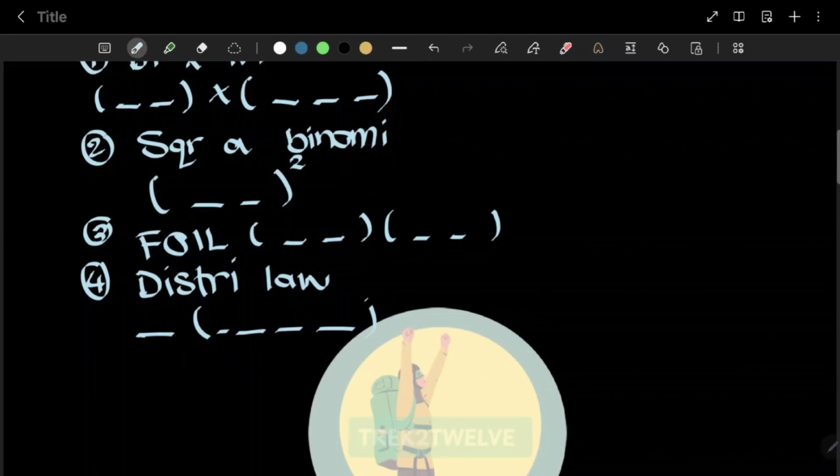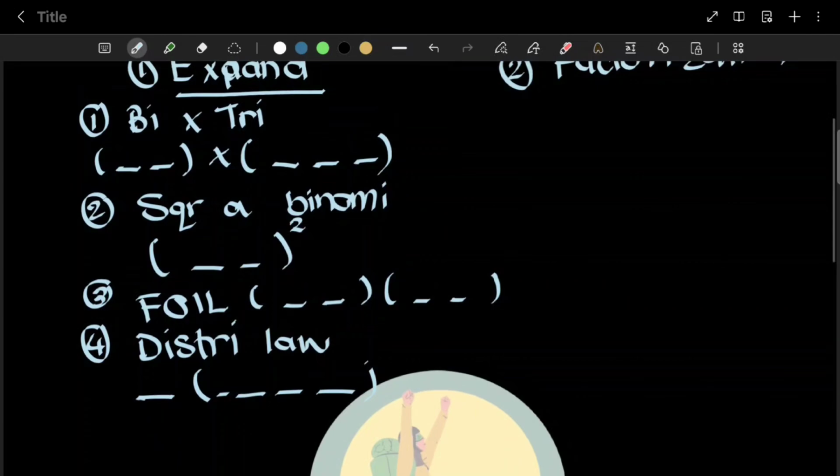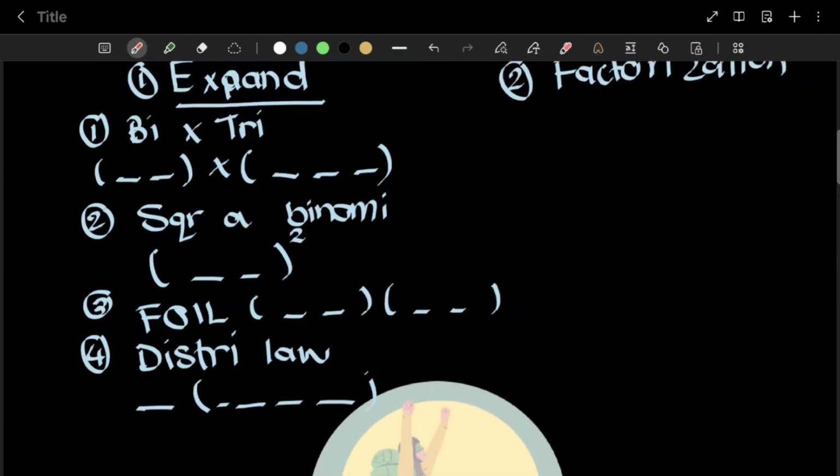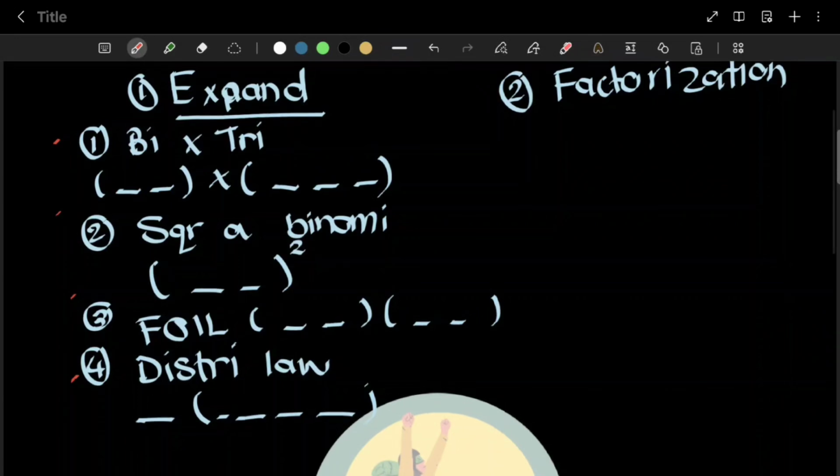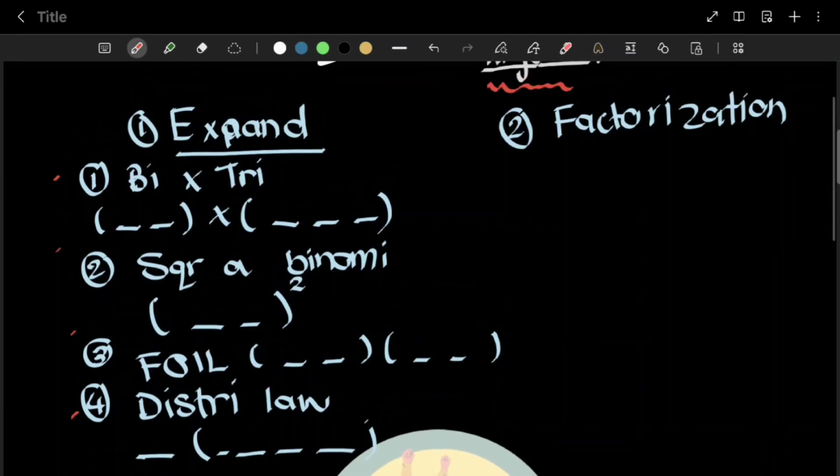We will go into detail in the next video or the next part of this video. These are the 4 types of expansion that you might come across in your exam or in any type of exercise. Now, let's go on to factorization.